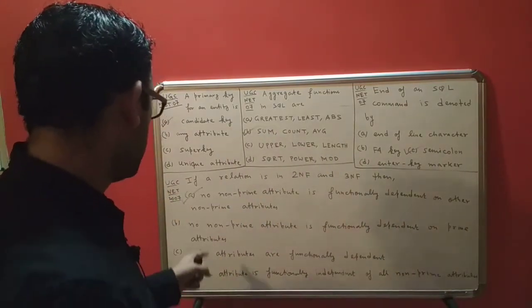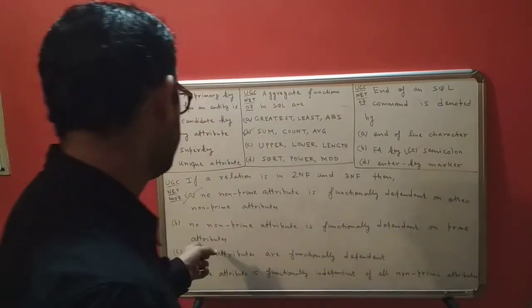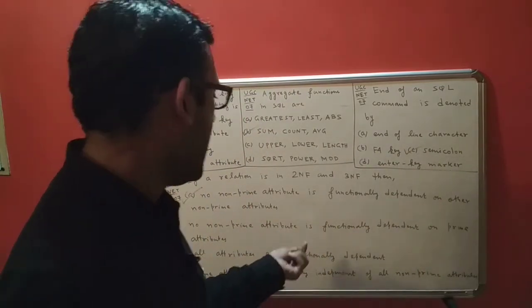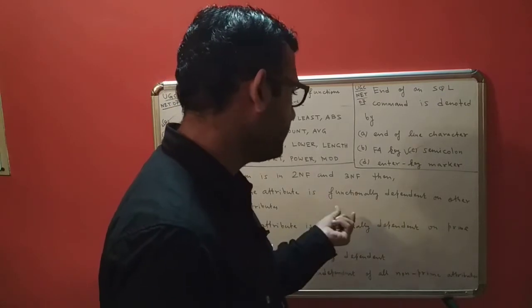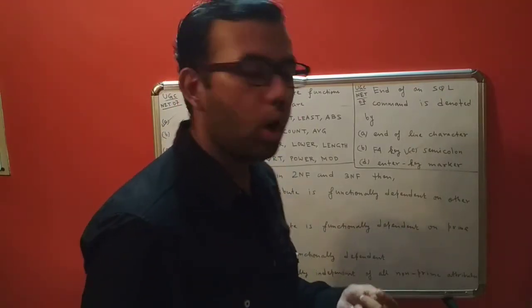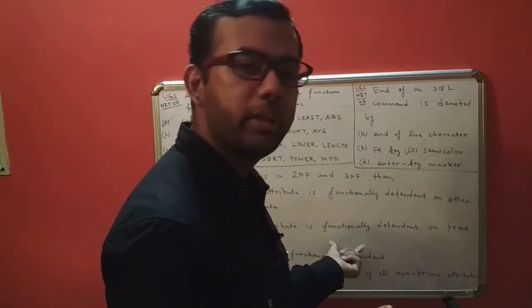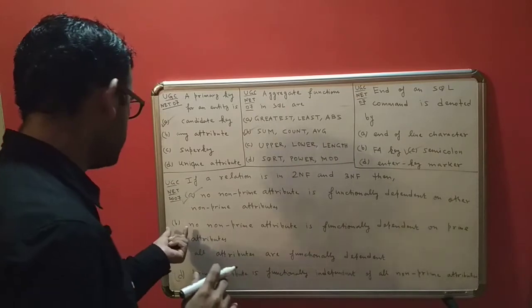Now coming to the second one, no non-prime attribute is functionally dependent on prime attributes. See, this does not make any sense. The attributes that we'll have in our relation, they'll have to depend on the prime attributes. Otherwise, the relation will not be defined properly. So this option is incorrect.